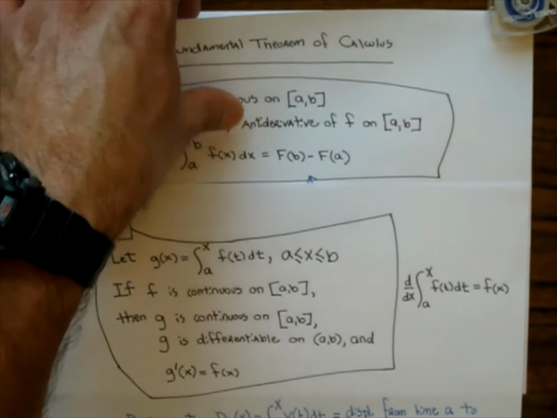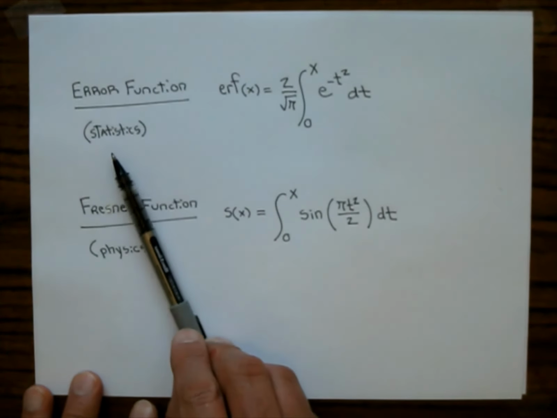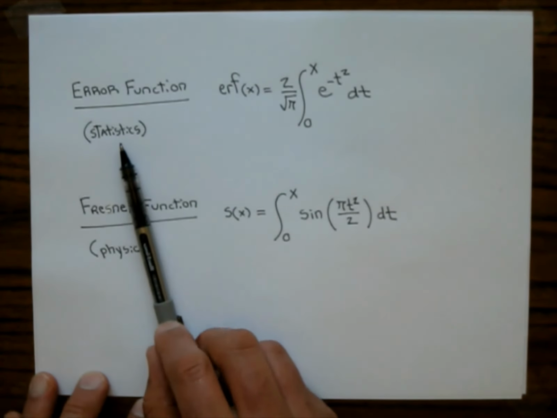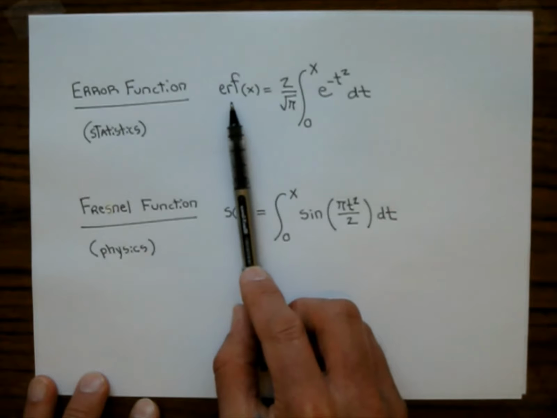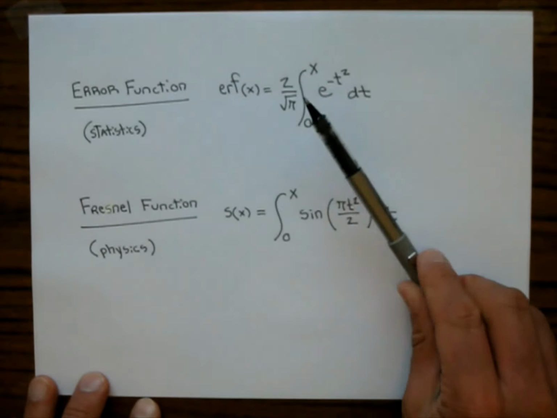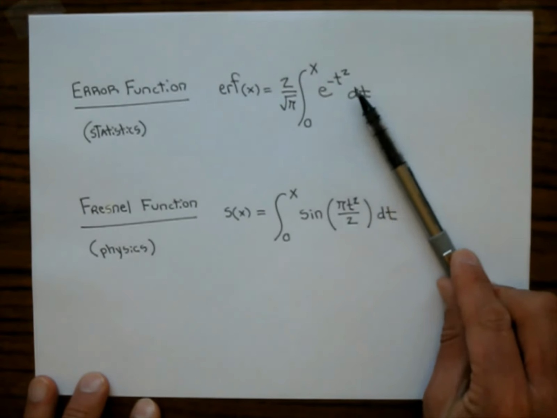Well, I'm going to show you some functions that are used maybe in statistics and physics. Here it is, the error function for statistics. It's also used in science as well, and that's what erf stands for: er for error, and f for function, the error function. It looks like this: 2 over root pi, integral from 0 to x, and then we have this right here.